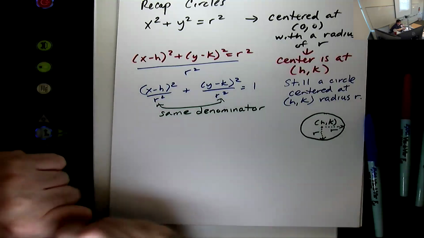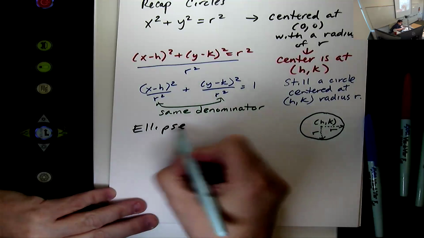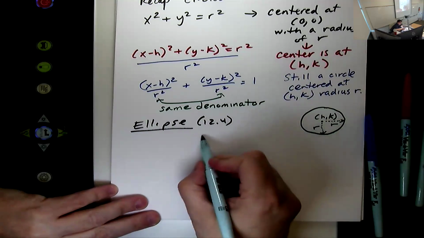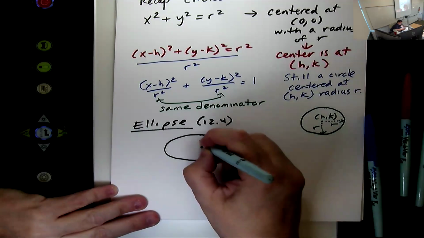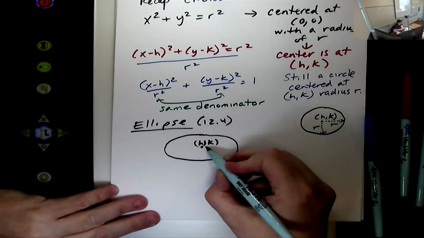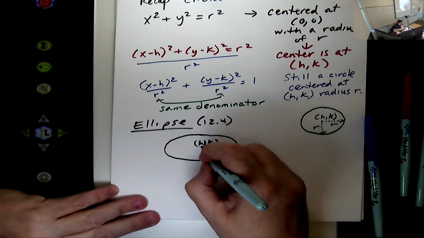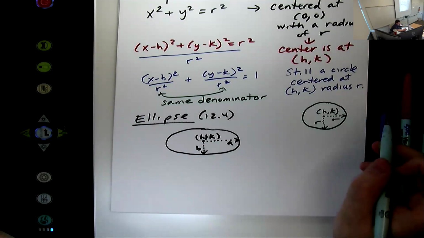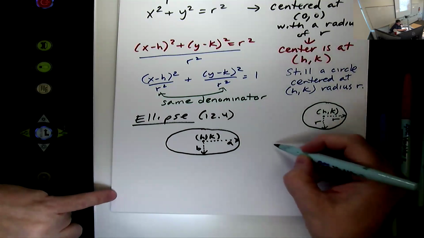All right, so how does this change for an ellipse? An ellipse looks like this. This will be 12.4. An ellipse can be like this, center at (h, k). And it goes right, I'm gonna use a, and when it goes down, I'm gonna use b. So an ellipse is kind of like an oval.